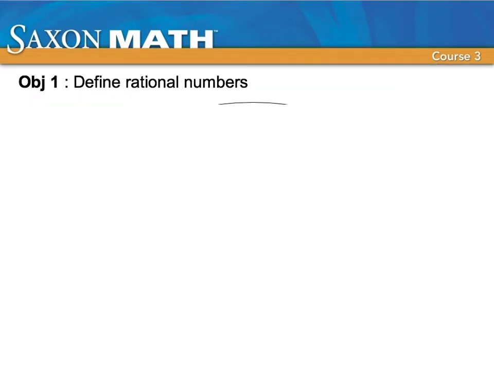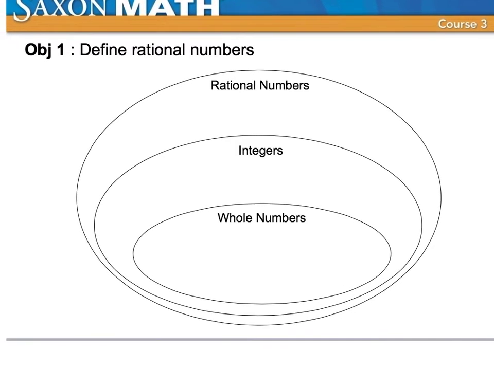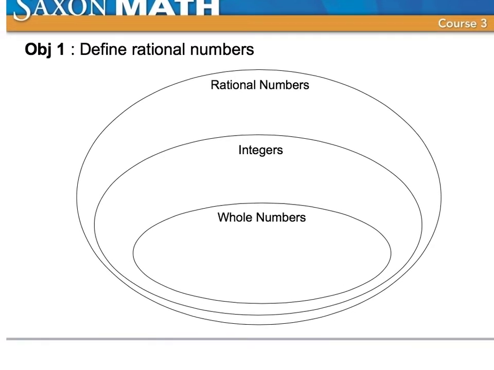Okay, objective 1 is to define rational numbers. To help us do that, we're going to use this nice little chart here. Okay, rational numbers are just any number that you could include on a number line.